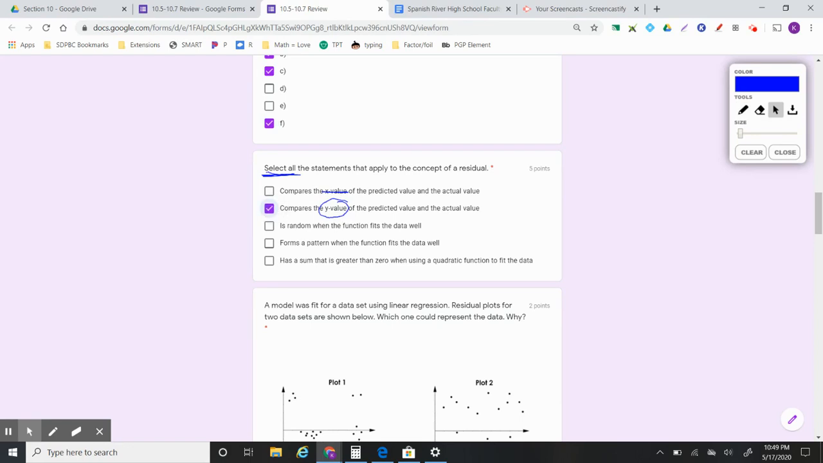The third one says it's random, and we've been saying that patterns are bad, so random is good. Like I just said, forming a pattern is bad, so not that one. And it says a sum that is greater than 0 when using a quadratic function to fit the data. Not sure why we're specifying quadratic, so that doesn't really matter. Those two are the correct answers.